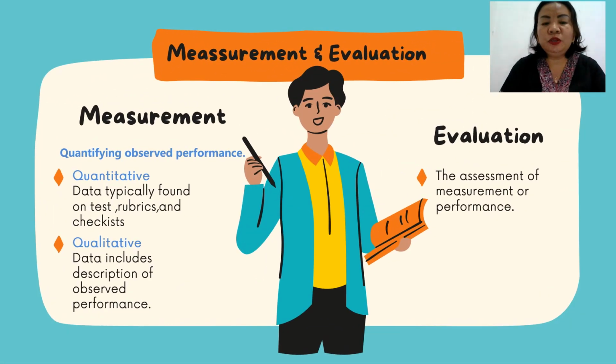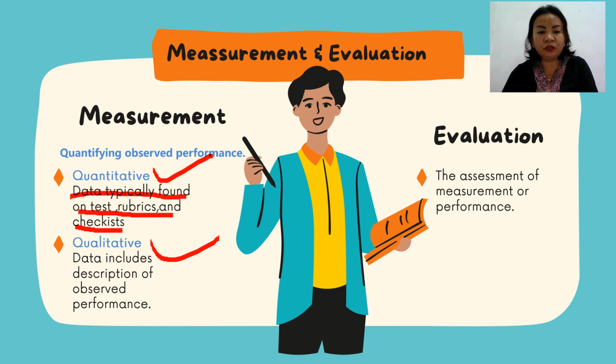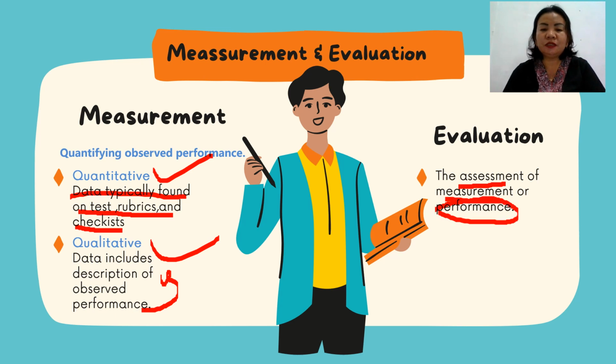Okay, next, measurement and evaluation. What is measurement? Measurement is quantifying observed performance. Measurement is divided into two: quantitative and qualitative. Quantitative is data typically found in tests, rubrics, and checklists. If you want to know quantitative observed performance, we can make the data by a test, by a rubric and checklist. Qualitative data includes description of observed performance. Then what is evaluation? Evaluation is the assessment of measurement of performance.